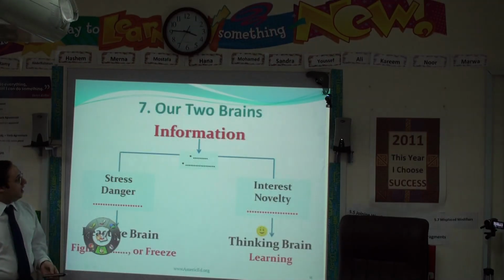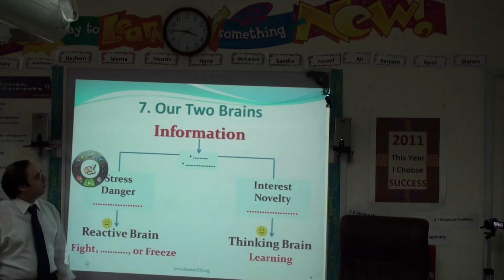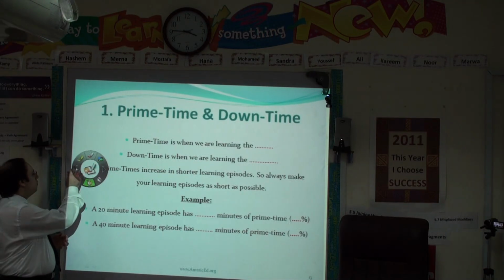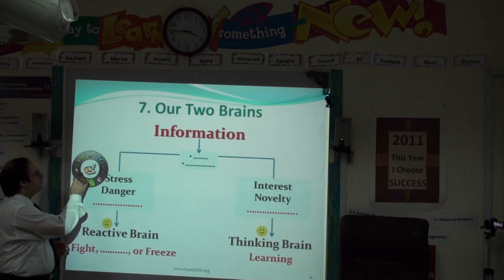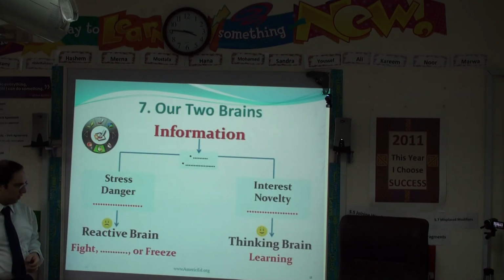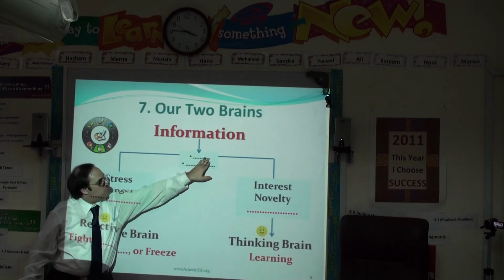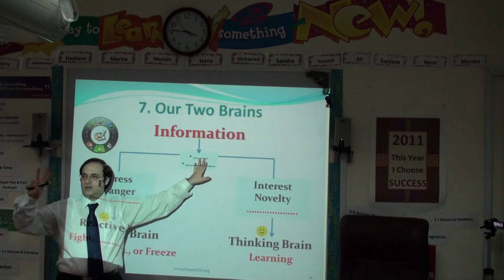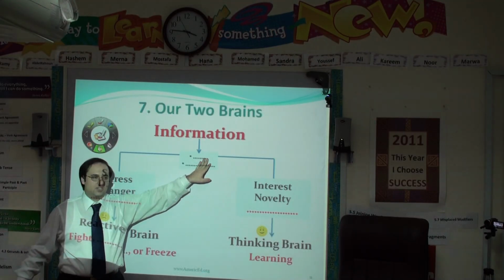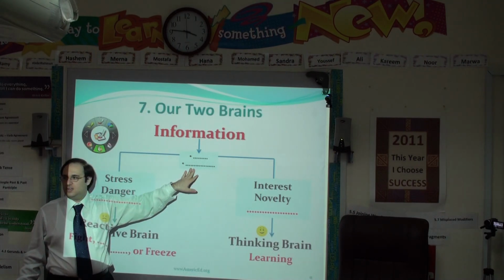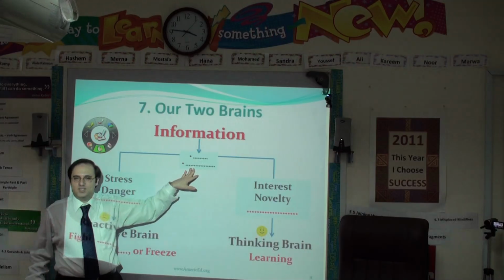Okay, now later on, we talked about our two types of brains. We talked about our reactive brain and our learning brain, or thinking brain, okay? Now, what is the name of the first filter here? It was made up of three letters. RAS, reticular activating system. And then there was something else, the amygdala. Who remembers the spelling?